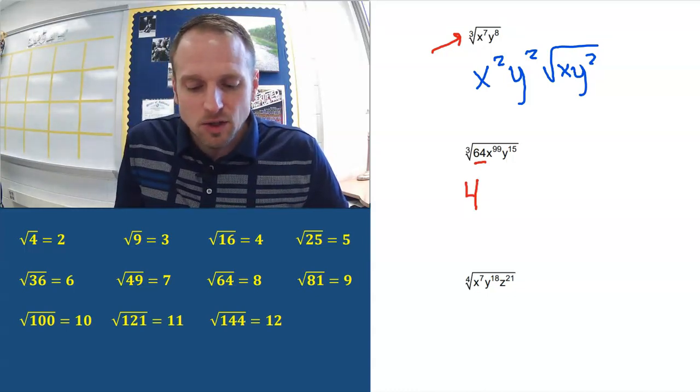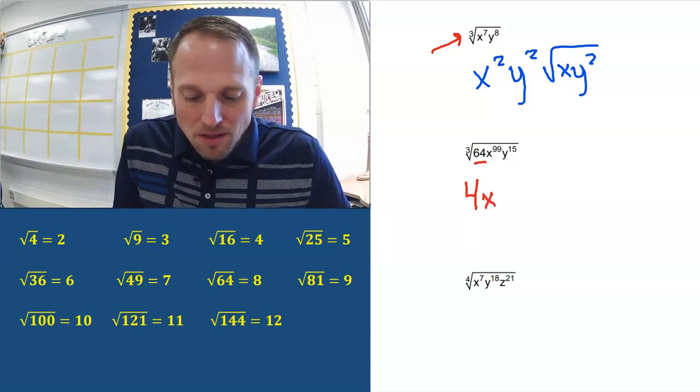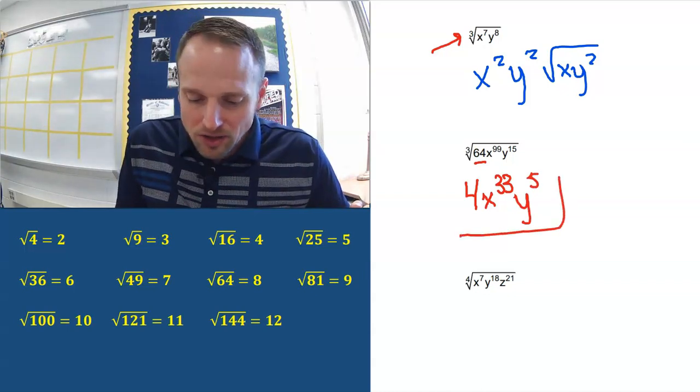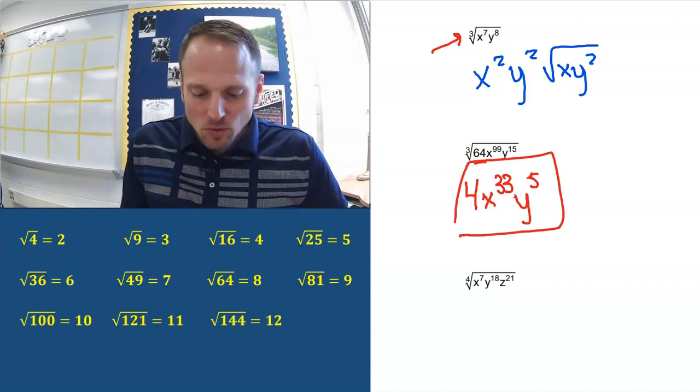Now divide these exponents. 99 divided by 3, that's really nice. That's just going to be an even 33. And 15 divided by 3, that's just going to be an even 5. So this is awesome. We're done right there. Let's look at the next one.